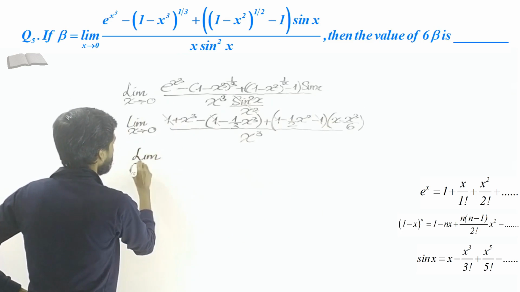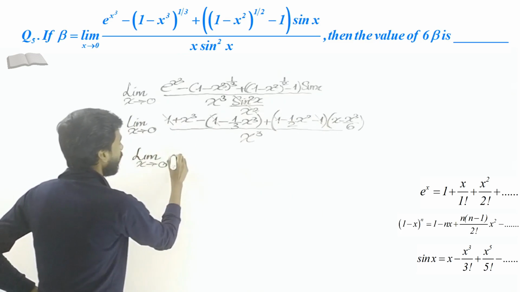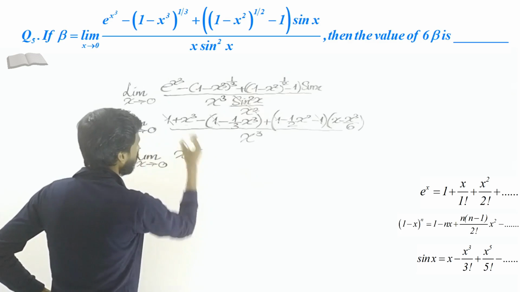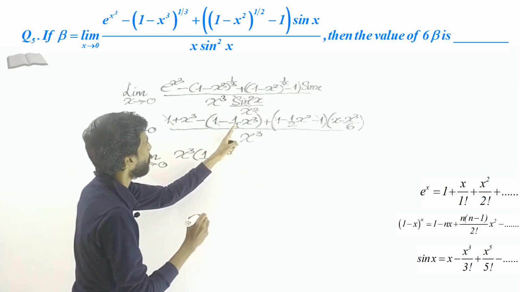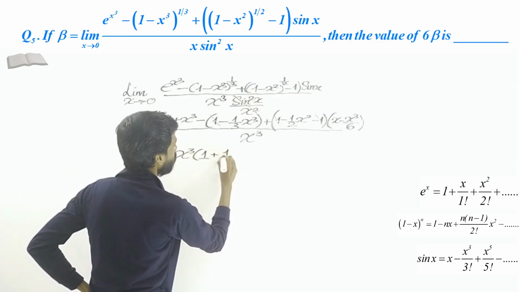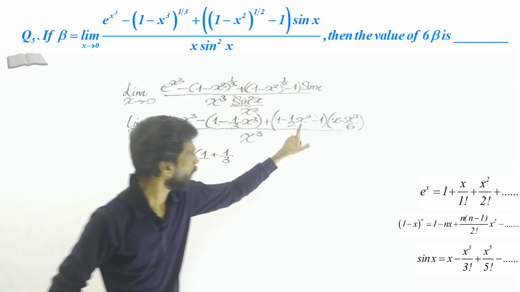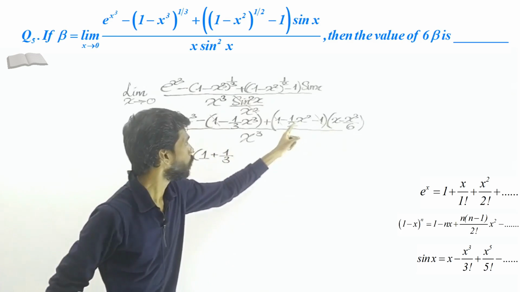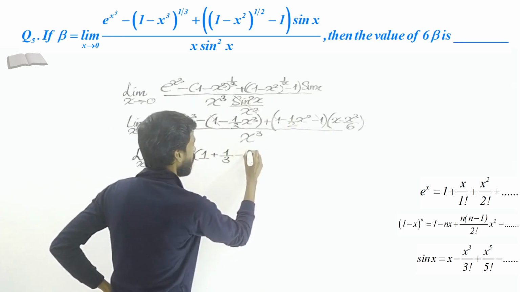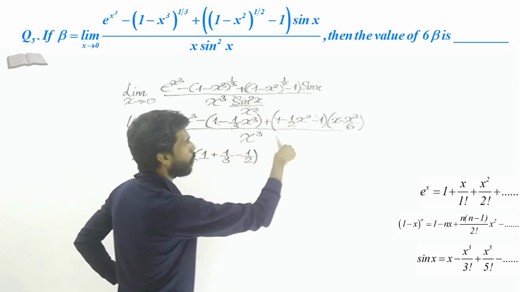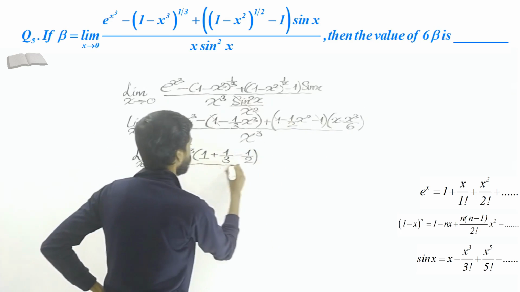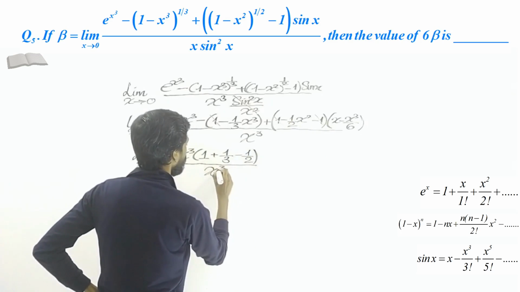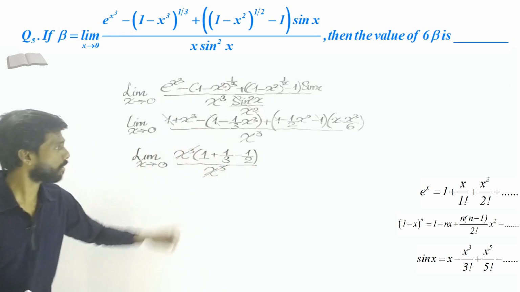So in this limit, x tends to 0, if you take x cube out, you get 1, and here plus 1 by 3 x cube, so plus 1 by 3, and here also x square multiplied by x, so we get x cube, so minus 1 by 2 x cube, so minus 1 by 2. The next one is x to the power 5, which is not required, so this is divided by x cube. So this x cube gets cancelled, and that is the answer.